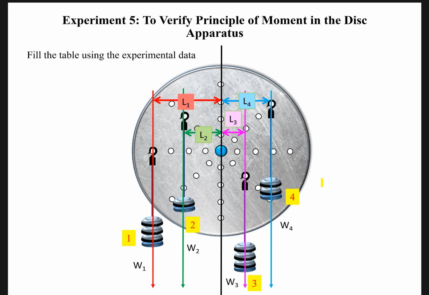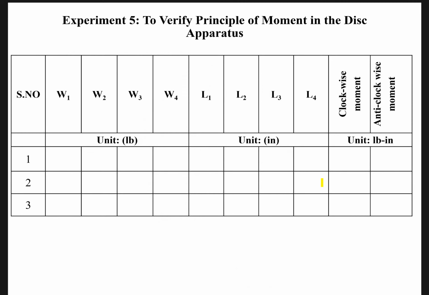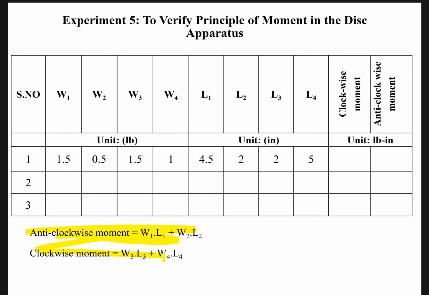Once you have all the values, you have W1, W2, W3 and W4. You also have the moment arms. So you have to fill in all the values of experimental data into your table, into the data sheet. This is how your data sheet would look. You have all the weights, the moment arms. You just need to calculate the clockwise and anti-clockwise moments and see if they match or nearly match. These are the readings which I took, and that's how the anti-clockwise moments and the clockwise moments would be found out.